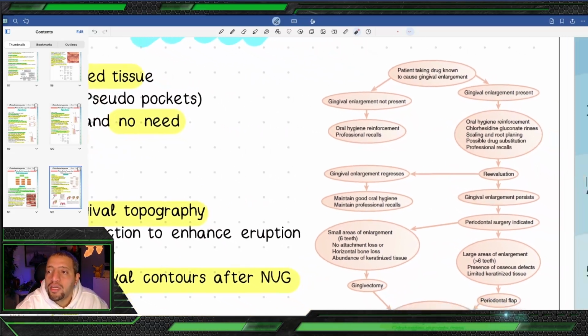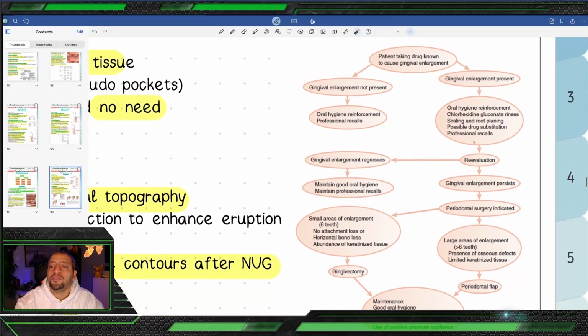Okay, so here I have this table to discuss how we can manage a patient with gingival enlargement. We said this type of gingival overgrowth is plaque induced. We confirm this from the classification. So the patient is taking a drug known to cause gingival enlargement. If gingival enlargement is not present, amazing. Reinforce oral hygiene. Don't jinx your patient. Don't tell him about it because it's not happening for all patients.